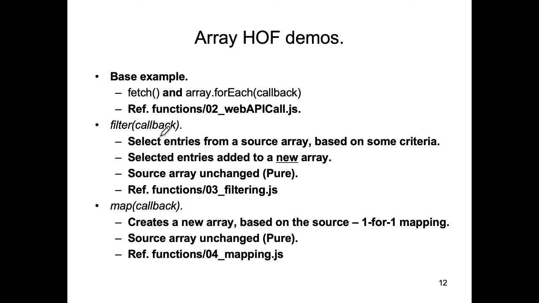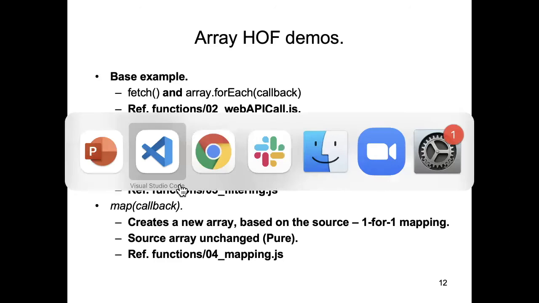So what it does is it selects entries from your source array based on some sort of criteria, and the criteria is expressed in the callback. The selected entries are added to a new array, as I said, so it doesn't actually change your source array. Hence, we would say that it's an example of a pure method or function. Filter is a pure method, doesn't change the source array. And we're told to look at this sample as an illustration of filter being used. So let's do that.